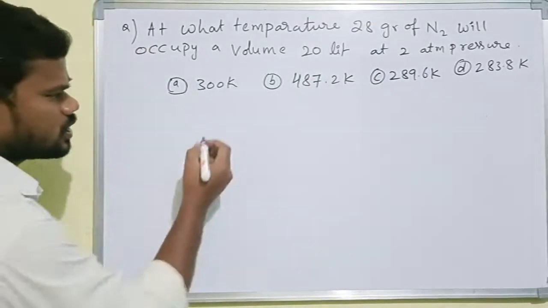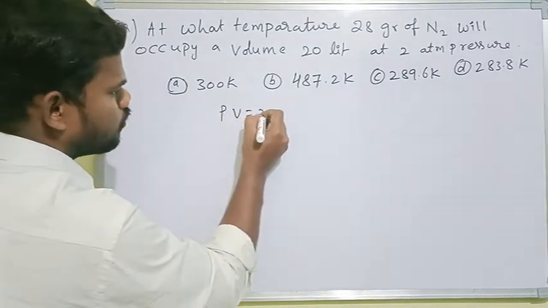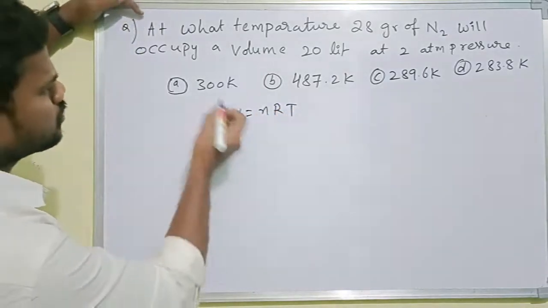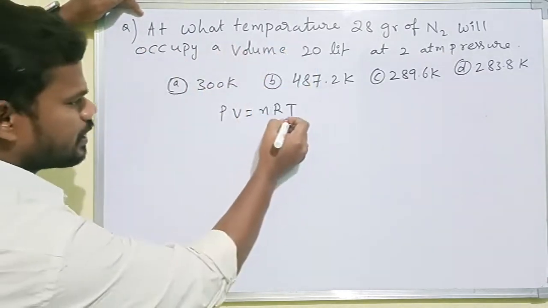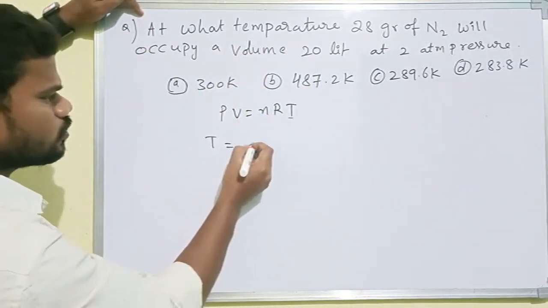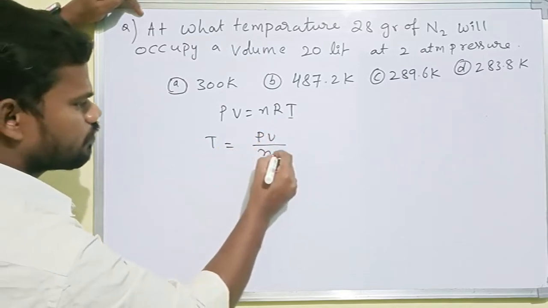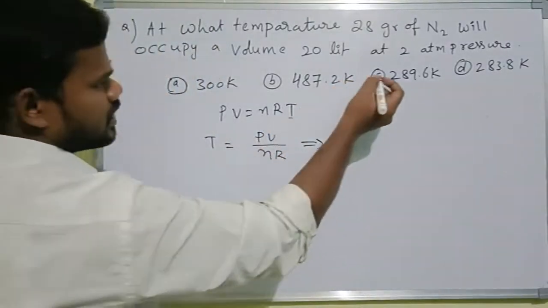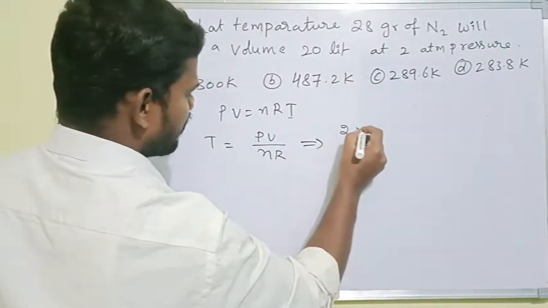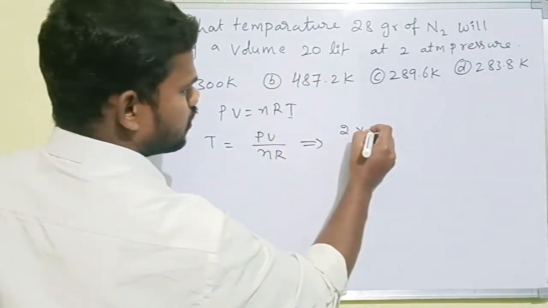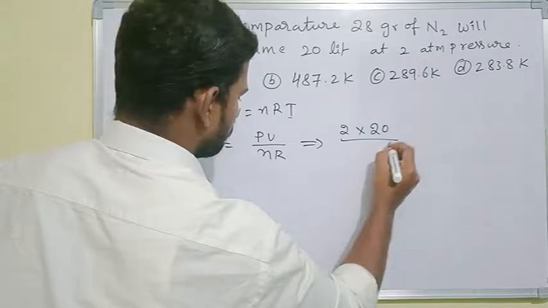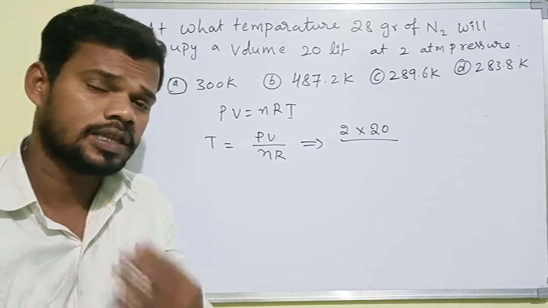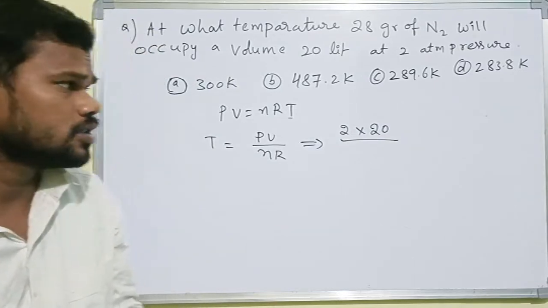So we can use the formula PV equal to nRT. What we want to calculate is the temperature, so T equal to PV by nR. P is given as 2 atmospheric pressure, and the volume is given as 20 liters. Then the number of moles: how do we calculate it? The given weight by the molecular mass.